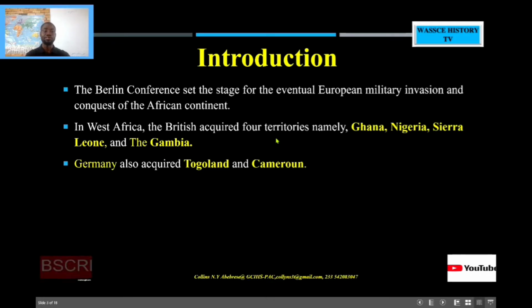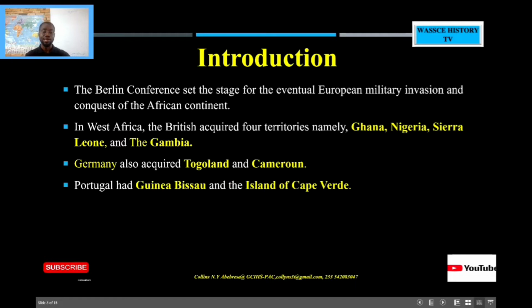Only 4. Now Germany, on the other hand, also acquired Togoland and Cameroon. So before the First World War, 1914, Germany had Togoland and Cameroon. So they can ask you the 2 German colonies in West Africa, they had Togoland and Cameroon. But later, they lost these 2 colonies to France and Britain, and we will look at that in our next chapter.